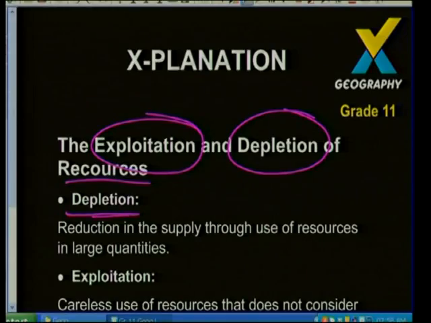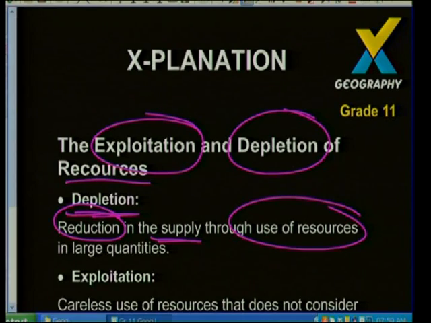Let's look at some definitions in order for you to better understand. Depletion. It is the reduction in the supply through the use of resources in large quantities. Greed forms an important part of depletion. Once we've been able to obtain and identify an area that is resourced, unfortunately, the greed factor comes in, and this means there will be a larger depletion of these resources. And remember, when you've studied your resources in grade 10, you've learnt about renewable as well as non-renewable resources. Most of the resources that have value are often termed non-renewable resources.